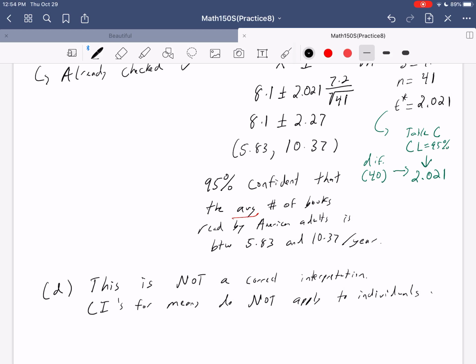So it is a misunderstanding to say that this is a range that tells us about where 95% of individuals should land. Instead, we're saying that we're 95% confident that if you took every American adult out there, put them all together, and found their average, that average would land in this interval. So just always be very careful. Confidence intervals do not apply to individuals. All right, that wraps up practice 8.